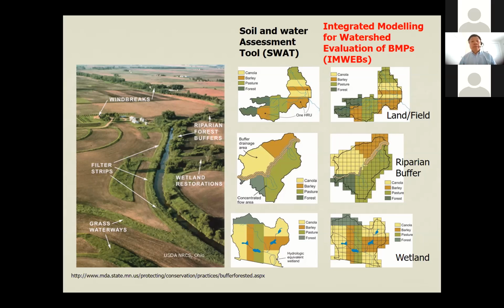Very good work. As a modeler, I have to say all the models are good. Of course they have limitations, but each model has its own strength. Our model, IMWEBs, is specifically for location-based assessment of agriculture BMPs. That's the catch, and those are the keywords I'd like to emphasize. SWAT and IMWEBs can even work in parallel together. That's how we did our work over the years.